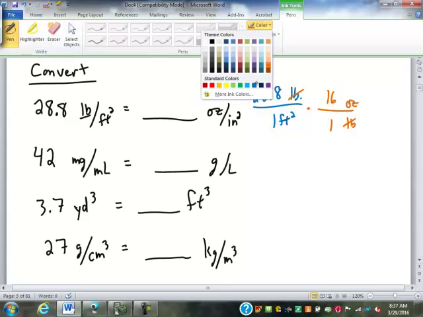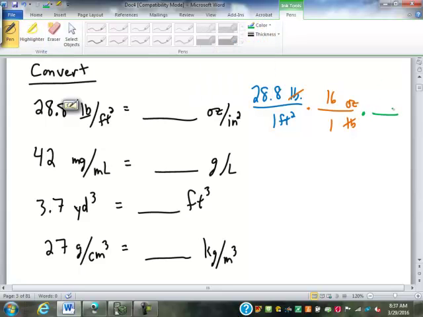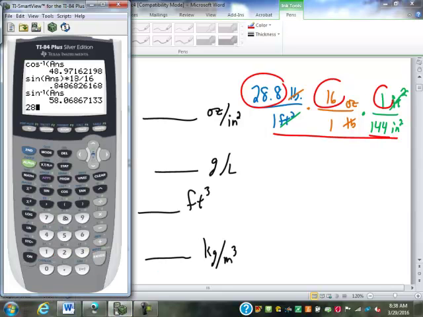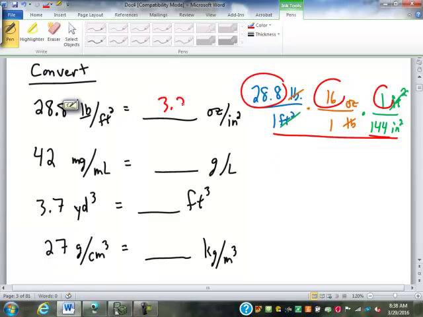Now we need to change the square feet into square inches. 1 square foot is how many square inches? 144. This time I put the square feet on top so they would cross cancel, because square feet were on bottom before. So now it is 28.8 times 16 times 1 divided by, on bottom, all that's there is 144. 28.8 times 16 and then divided by the 144 is 3.2 ounces per square inch.